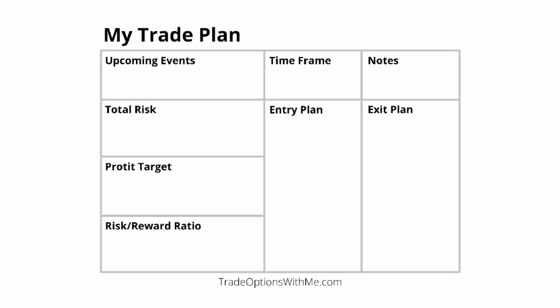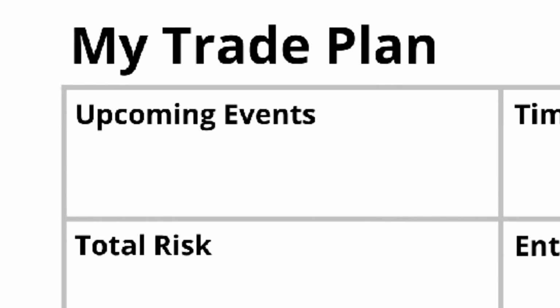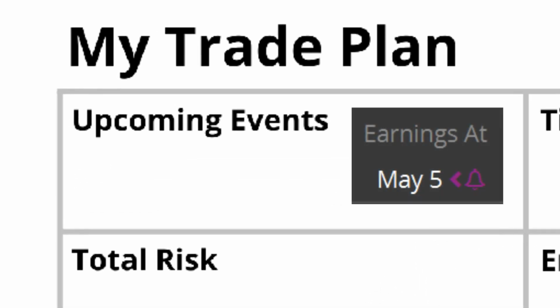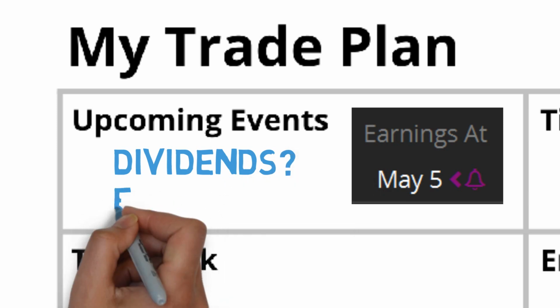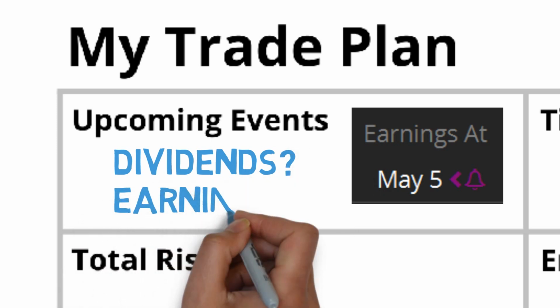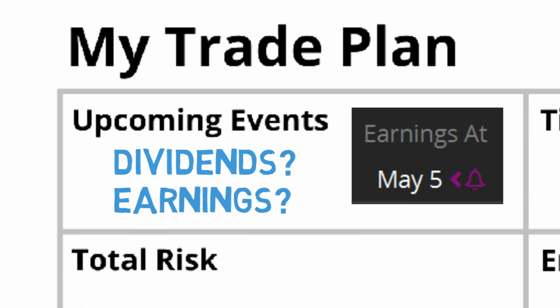First of all, I recommend taking a look at upcoming events. Even though this doesn't directly affect your trade, looking at future events before opening a trade can save you from unwelcome surprises. Are there any upcoming dividend payments, earnings, or other upcoming events that might clash with your trade plan? Around these events, stocks often behave differently than they normally would. So either be aware of this or avoid trading through these events.